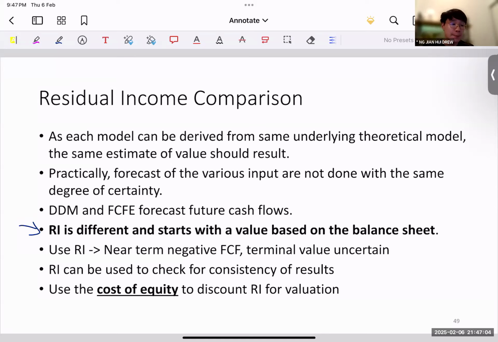So we use the residual income model, in terms of if we don't know what's the terminal value, it is very uncertain, maybe there's negative free cash flow, we use residual income. We can use residual income also for checking out consistency. And this one we'll talk about, and we use the cost of equity or residual income.